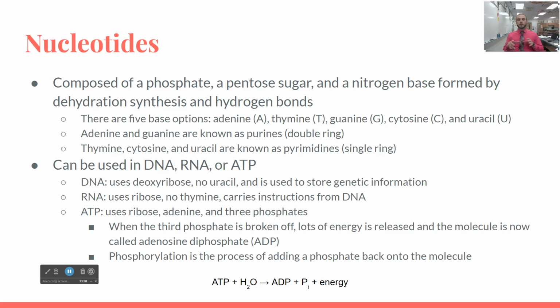And remember, when you're binding, you always have one purine with one pyrimidine. So adenine always bonds with thymine, guanine always bonds with cytosine. If you're dealing with RNA, you're going to have uracil substituting in for thymine. Nucleotides are used in DNA, RNA, and ATP. Remember, this A is adenosine, so it has that adenine nitrogenous base there.